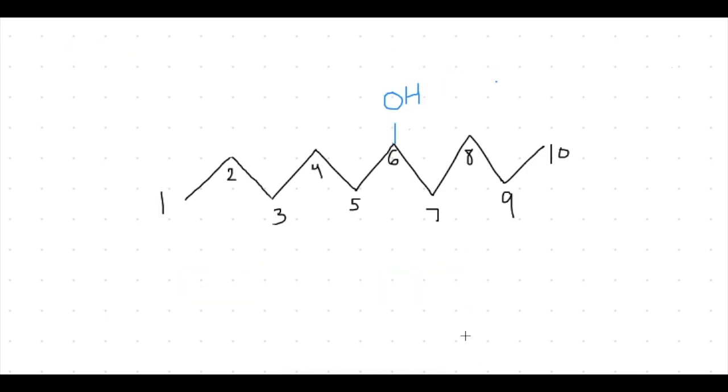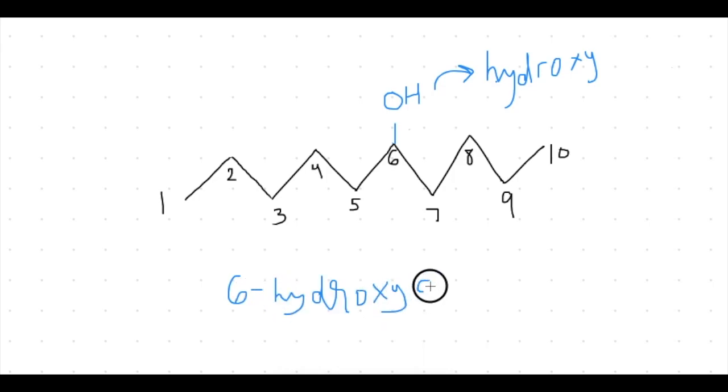Now say we have an alcohol group in our shape. Alcohol substituents are called hydroxy, and because it's on carbon 6, we would have 6-hydroxy decane. Note that this is not actually how we would name this compound.